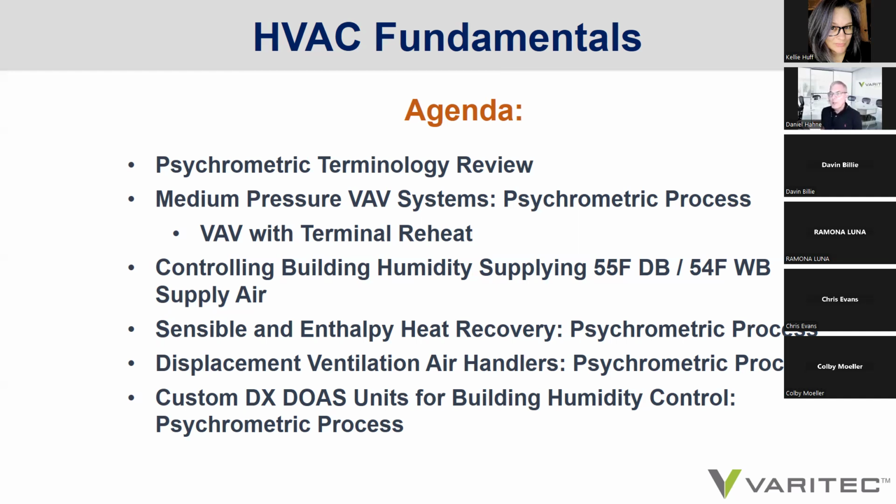We're going to look at medium pressure variable air volume systems and the psychrometric process across a cooling coil. Then we're going to look at whether or not supplying 55 degree, 54 degree air off a cooling coil is adequate to control building humidity as our buildings become more efficient and less airflow is required to meet peak sensible design requirements. We're going to look at controlling our sensible and enthalpy heat recovery solutions and the psychrometric process involved with that approach for reducing building energy requirements.